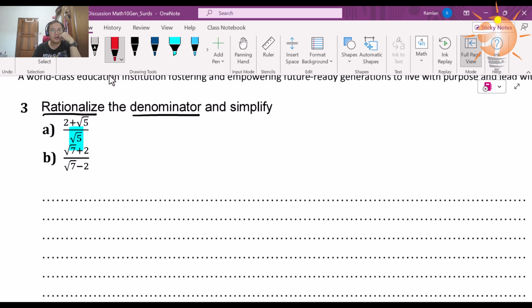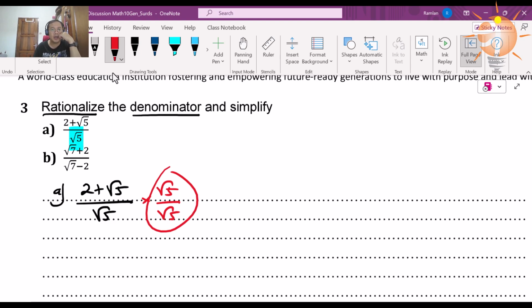So you multiply. Okay, let's go to question A. So question A is just like 2 plus square root of 5 over square root of 5. You multiply this with square root of 5 over square root of 5. But you see that it's just multiplying by 1, right?